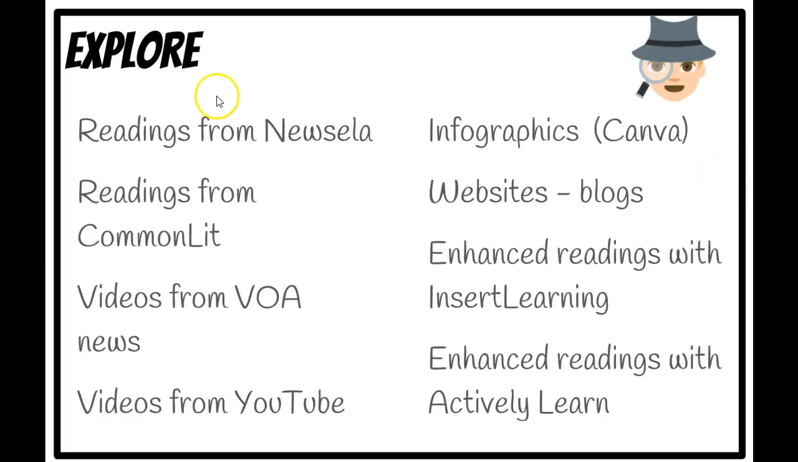In the Explore section, I normally use readings from Newsela. If you don't know this website, I recommend it. It's really strong. It's a really good website, same as CommonLit. So readings either from Newsela or CommonLit, infographics using Canva, websites or blogs, videos from VOA News, enhanced readings with Insert Learning, videos from YouTube, and enhanced readings with Actively Learn. So I have my students explore the topic using these different resources.